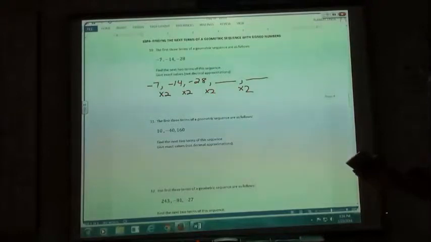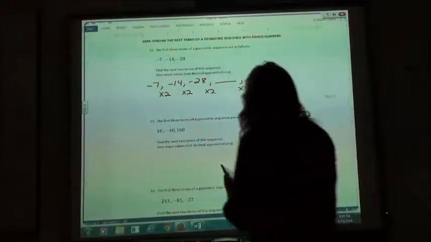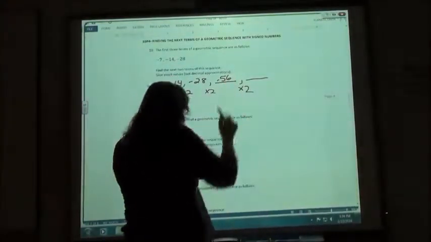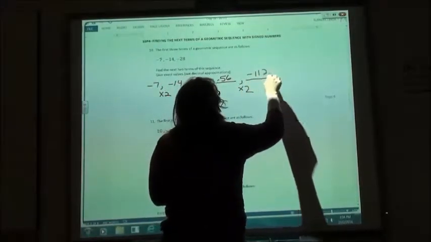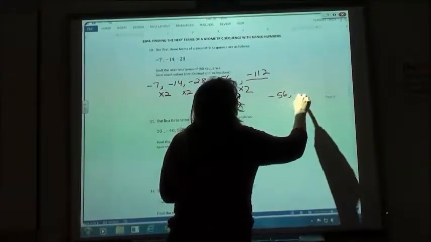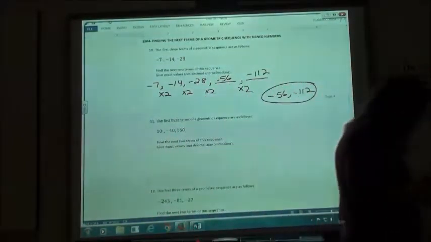So, negative 28 times 2 would give me negative 56. And if I times that by 2, I get negative 112. So negative 56 and negative 112 are the next two terms in that geometric sequence.